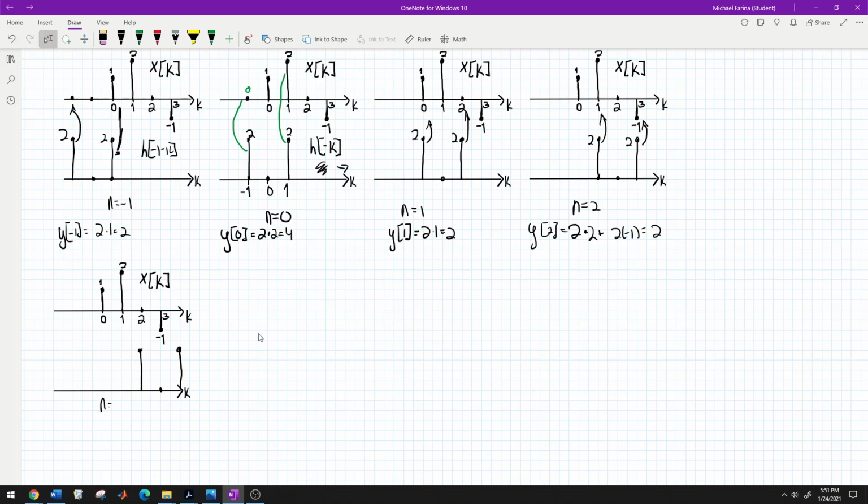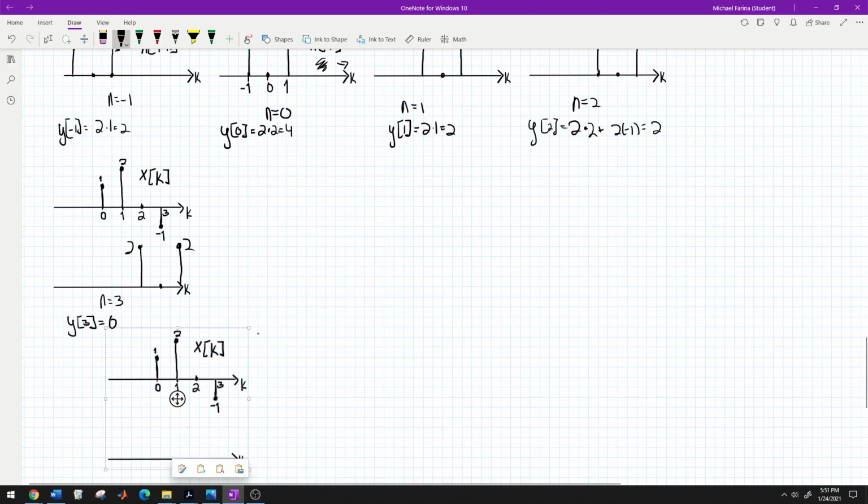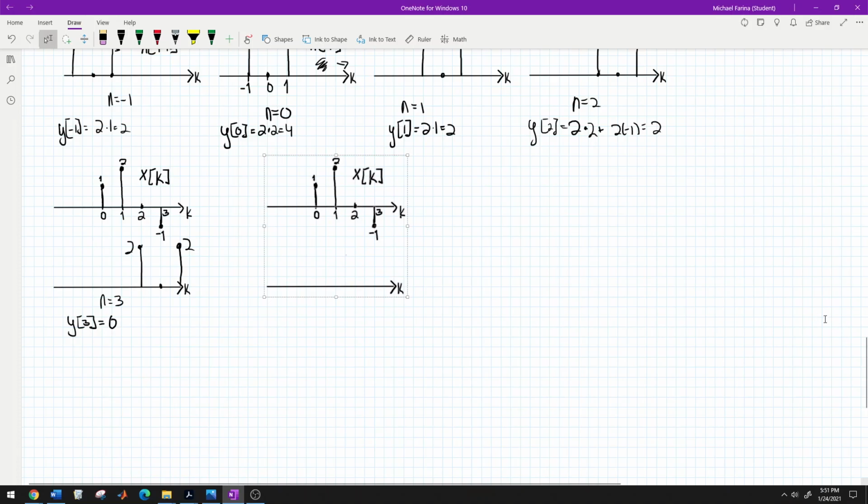This is for n equals 3. y of 3 is equal to, and we don't have any impulses of our h matching up with any non-zero impulses of our x. So this is y of 3 is equal to 0. And then we get our last one here.